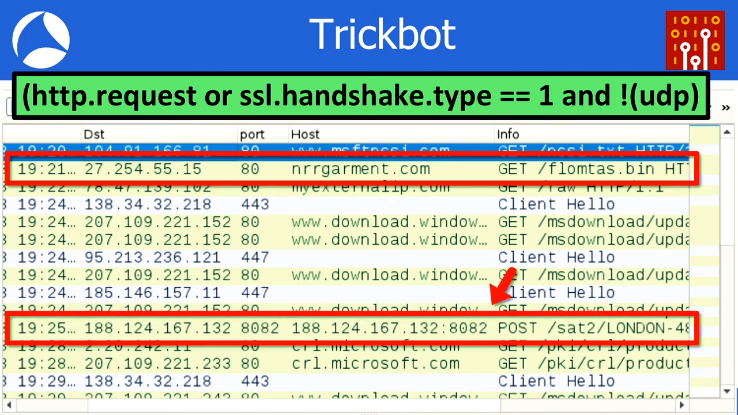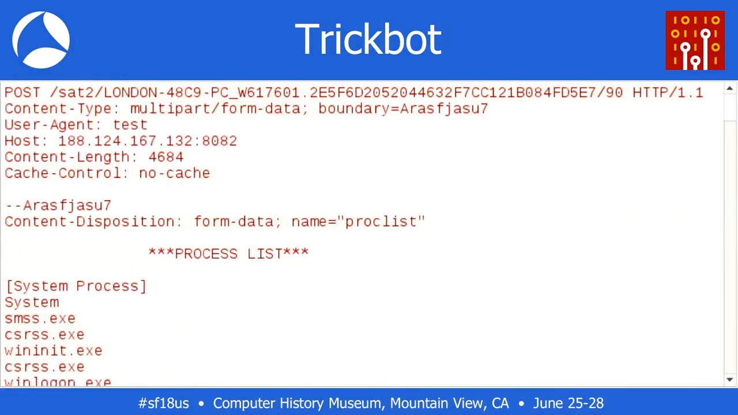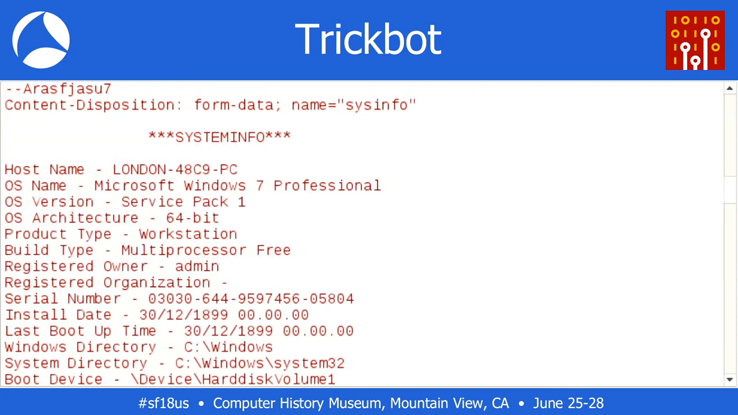This other one is some of the post-infection traffic as it calls back to the server and gives information about the host that's infected. It basically runs a bunch of command line commands and reports all the results in a big old text file to the command and control server. If you select this HTTP POST request to port 8082 and follow that TCP stream, this is what we're looking at. First, it does a process list to show all the running processes. You scroll down, it does a sysinfo command to get all the information on your infected Windows host.